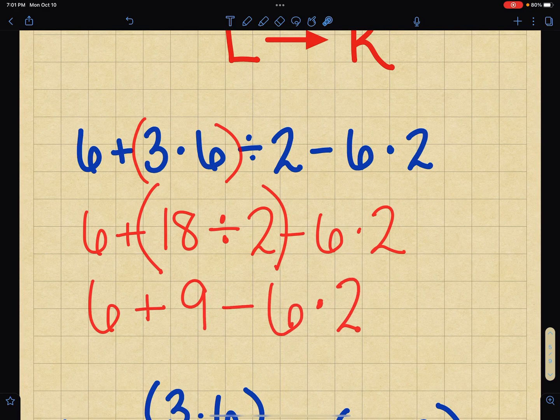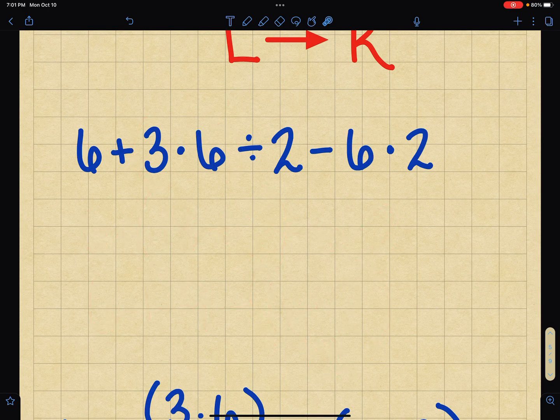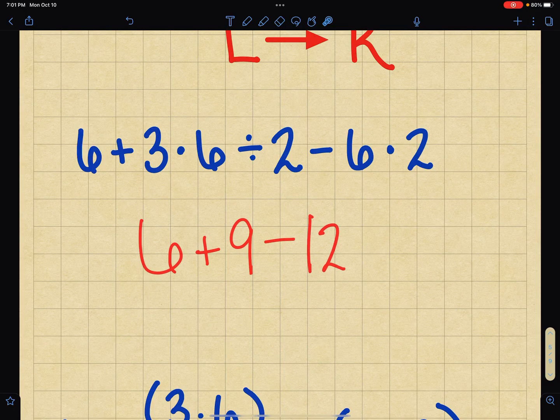Then I'm going to do the next bit of multiplication, which is that. 6 times 2 is 12. So all of that simplifies to 6 plus 9 minus 12. And the answer is going to be 3, because now we just go from left to right. 6 plus 9 is 15, minus 12 is 3.